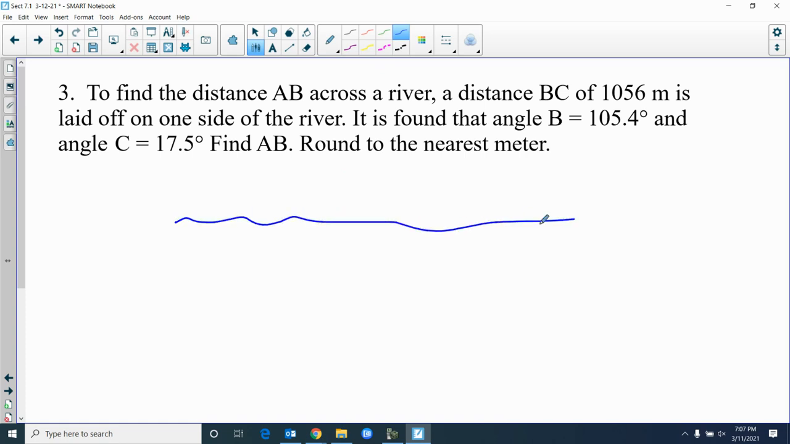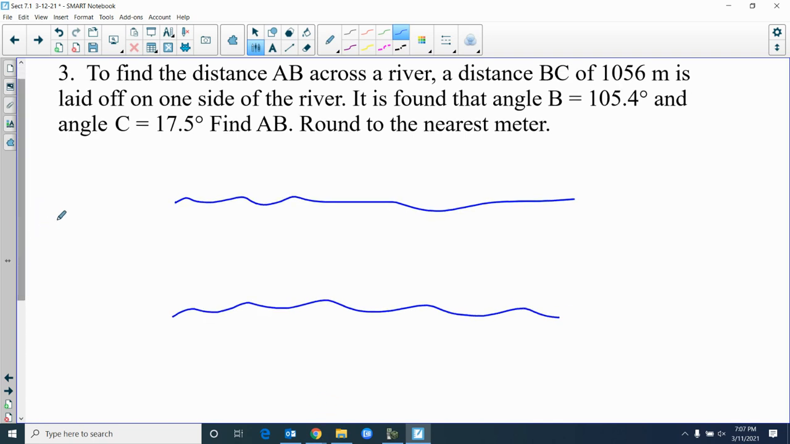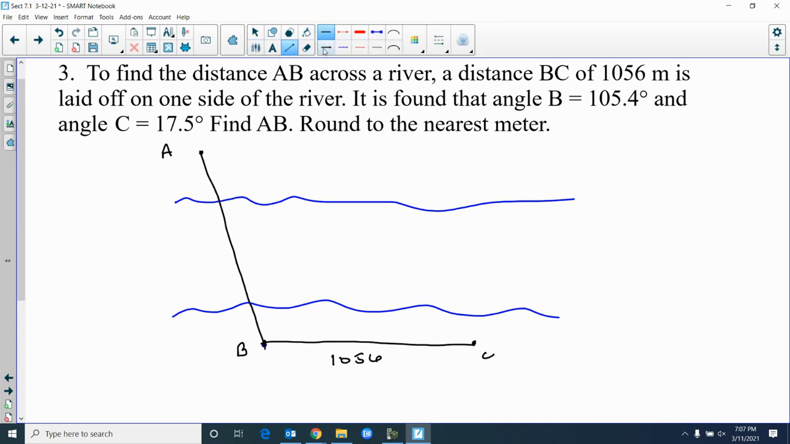Okay, so here is our river. A little bit goes to the understanding of how they're describing this. BC is on one side of the river, so both B and C are going to be on the same side. If I call this B and this C, and I draw that, that is going to be 1,056. A is somewhere over here. We cannot assume it's a right triangle, so don't draw it right over here. I'm going to move A to this point here.